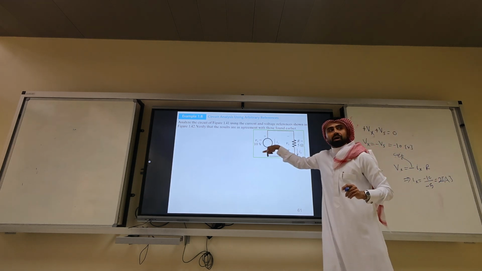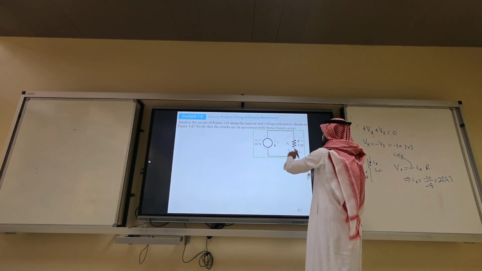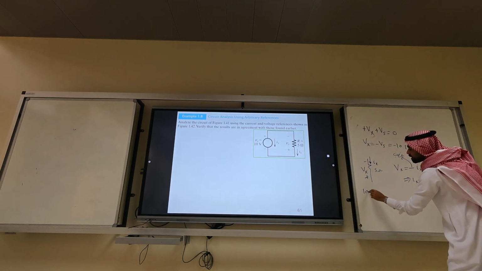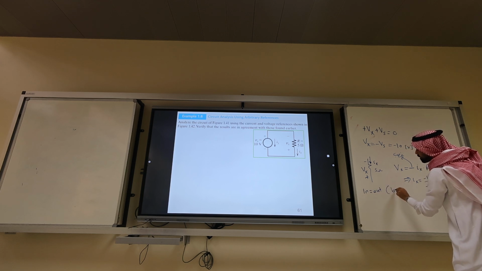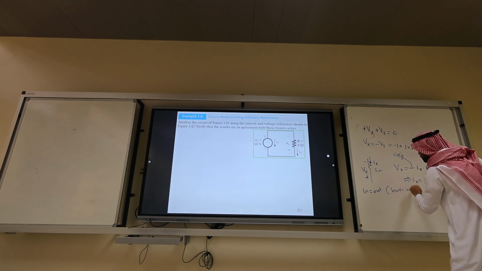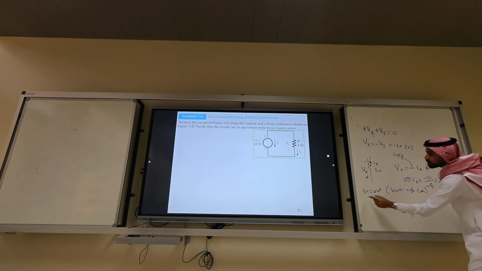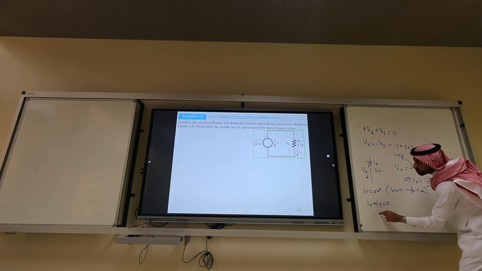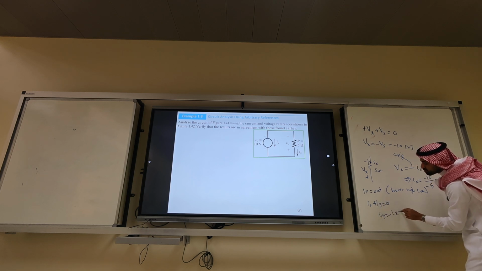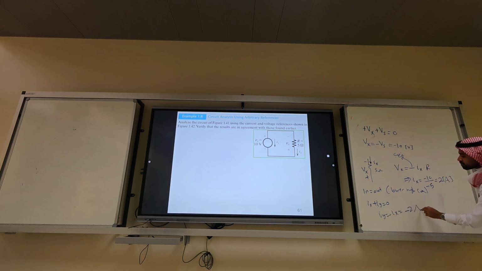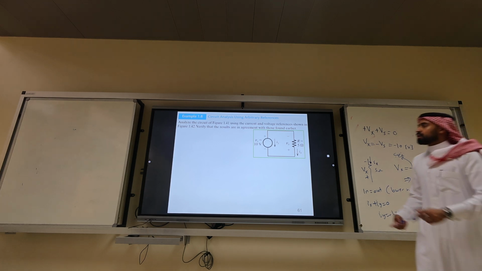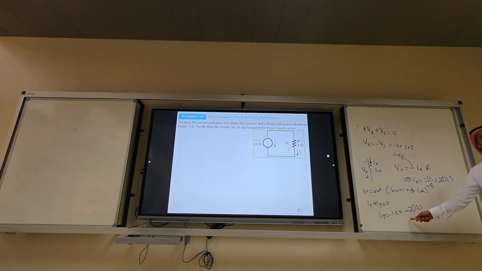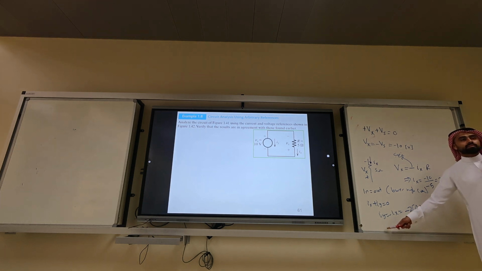What is Iy? It's the opposite direction, right? Or we can do a KCL here. N equal out, lower right corner. So what is N? Ix plus Iy equals 0. So Iy equals minus Ix, which equals minus 2 amps. Minus 2 amps? Iy, right?